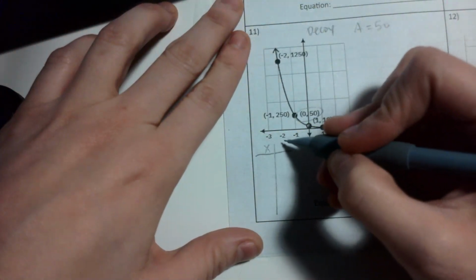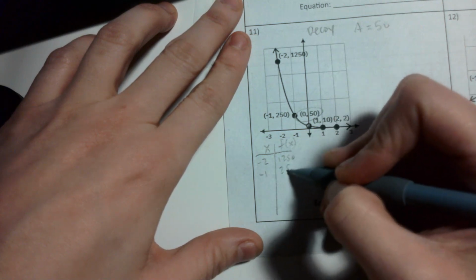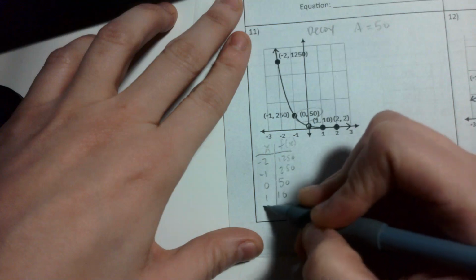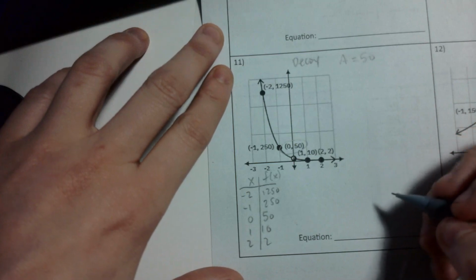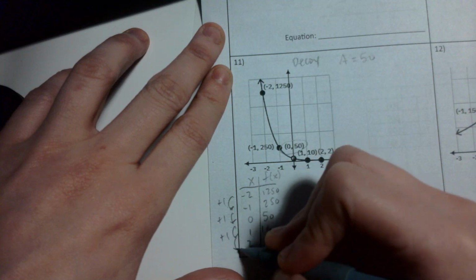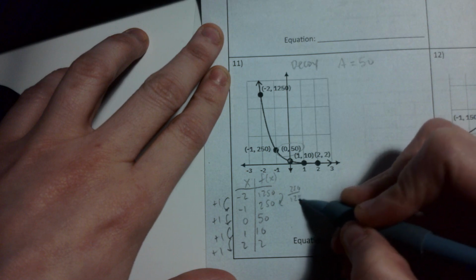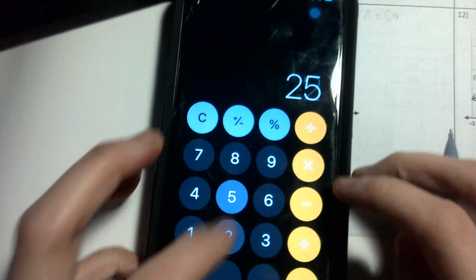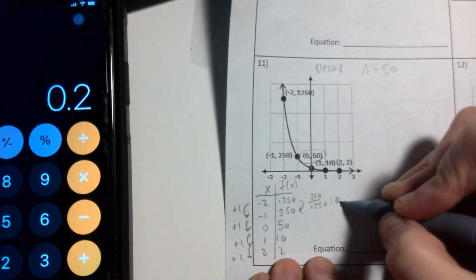So I'm going to make a table. x, f of x. We have -2, 1250, -1, 250, 0, 50, 1, 10, and 2, all right? These points are right here, and they're labeled for us so we could see. So we can see right here, +1, +1, +1, +1. And then if we go here, right, we want the lower one over the bigger one. Not lower in value, but like the second number. So we have 250 divided by 1250 is 0.2, right?